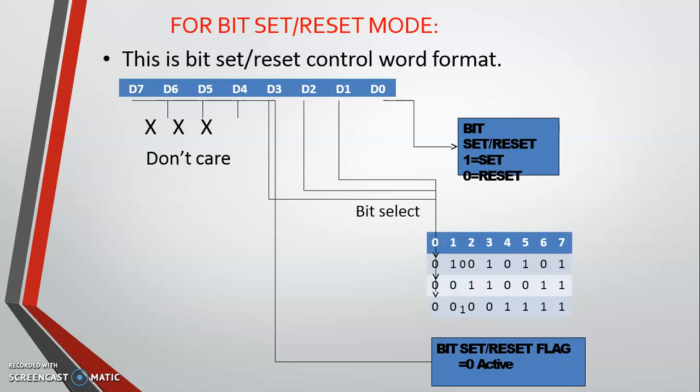Then we have to see in detail how the 8255 works in the bit set reset mode. This is the format of the control word register when it works in the bit set reset mode. That is the control word register. It is 8-bit, in which the D0 bit is reserved for the set and reset operation. When it is 1, the bit is set. When it is 0, the bit is reset. Then D1, D2 and D3 are useful for the bit selection. And the last bit, D7, is always 0 for the active purpose of bit set reset mode.